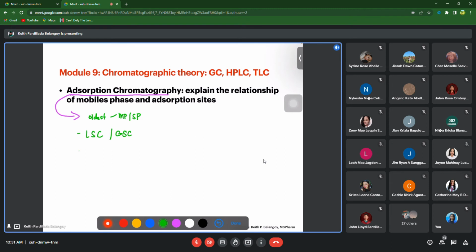Okay, so it has other names, and it has many types as well. Just like your gas chromatography, GSC, and GLC. Okay, maybe we can proceed to the relationship of your mobile phase and adsorption sites. Your adsorption sites are your stationary phase for this one, and of course, your mobile phase. Okay. Maybe we can have Manatad explain the relationship of your mobile phase and stationary sites.